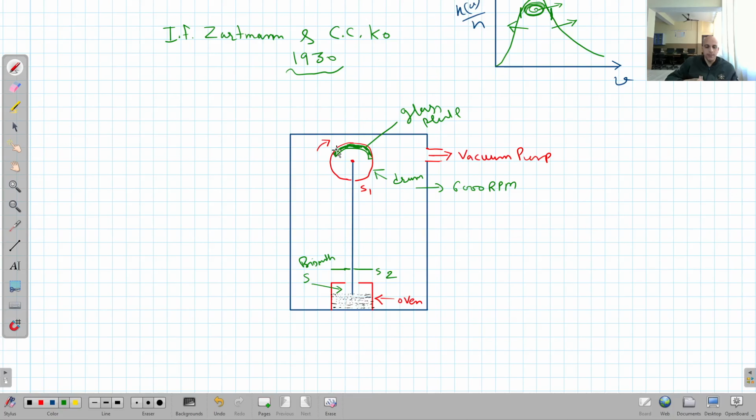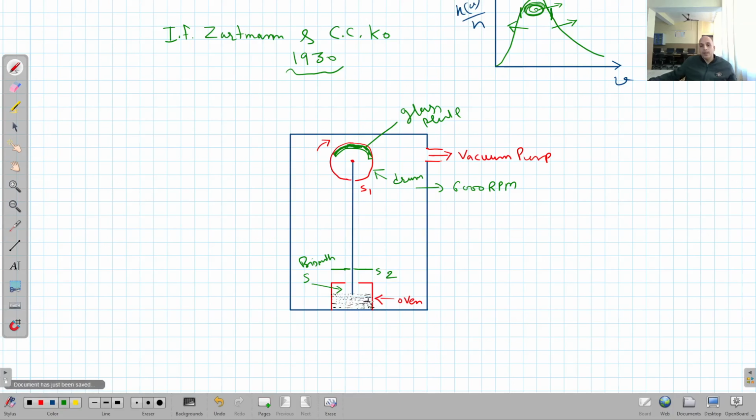The principle is very simple. When a beam of molecules or atoms is incident on the wall of a rotating drum, then the density of the atoms or molecules collected on this plate will vary according to the speed of the molecules entering this drum. This is the principle. Now we will see how this entire experiment works.